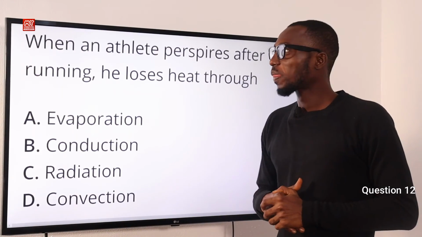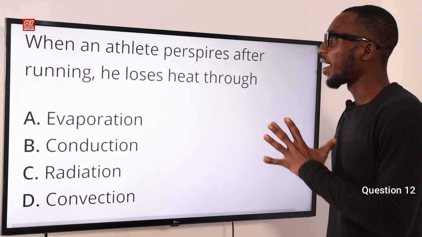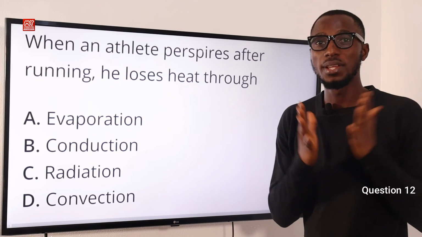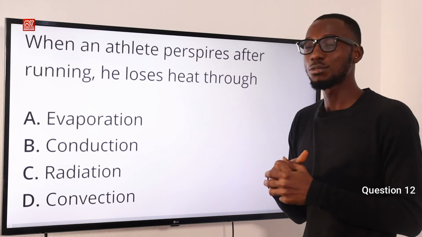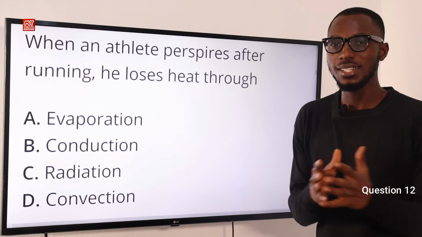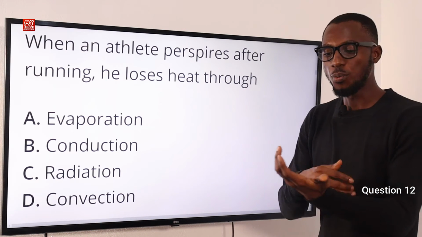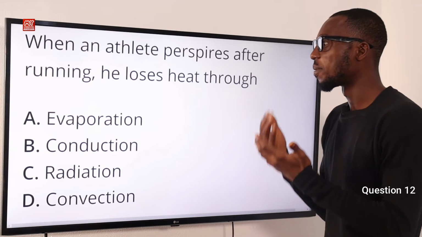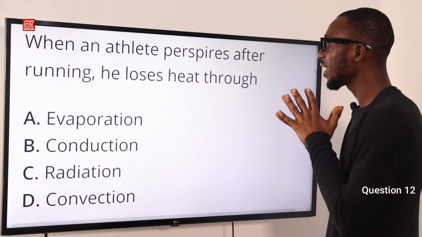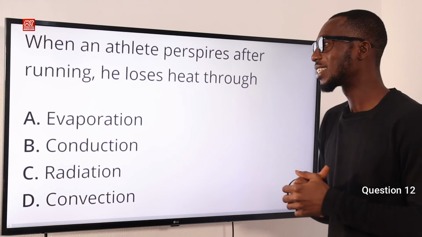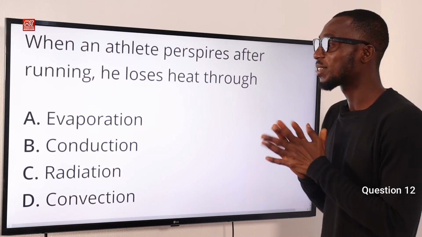Question 12. When an athlete perspires after running, he loses heat through what? This is actually what perspiration does to us. It helps us to cool off by losing heat through evaporation. That's the same kind of sensation you have when you have a spill of methylated spirit on your skin. So what actually happens is that it loses heat through evaporation, and that causes some kind of cooling effect on the skin. So the correct option is option A, evaporation.